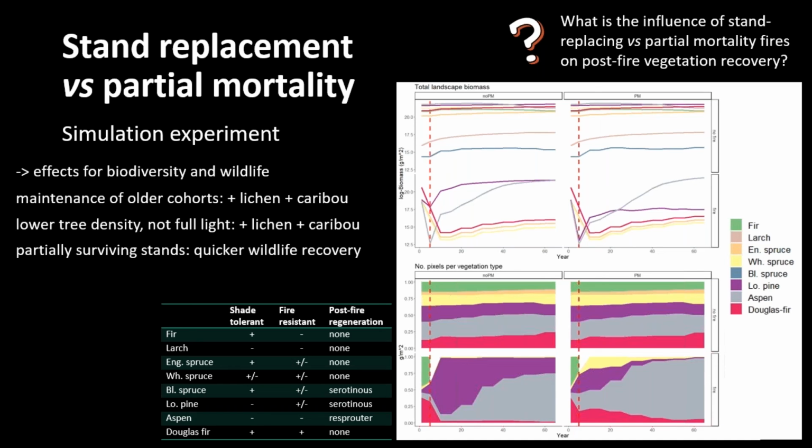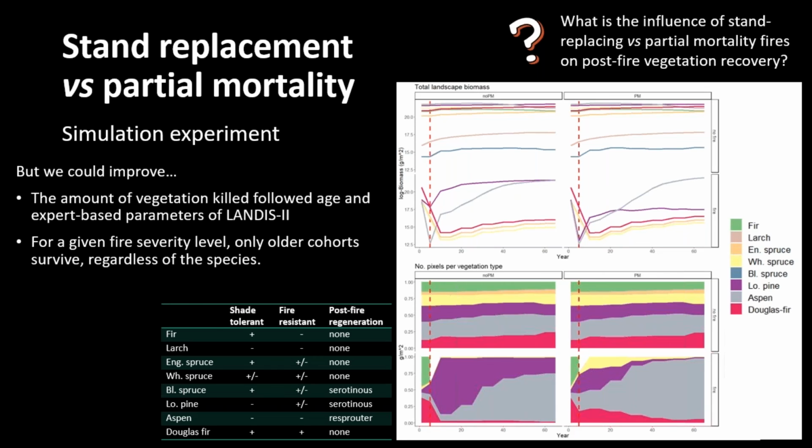And of course, this will have repercussions if we think about wildlife and biodiversity. If we maintain older cohorts for longer, maybe this will support more lichen, and that will support more caribou populations. Again, if we open the canopy a little bit, but we don't kill everything, that might support the recovery of the lichen biomass and offer more habitat and forage for caribou. And in general, if we have partially surviving stands, there's generally a quicker wildlife recovery in the fire perimeter. But we can improve this, of course.